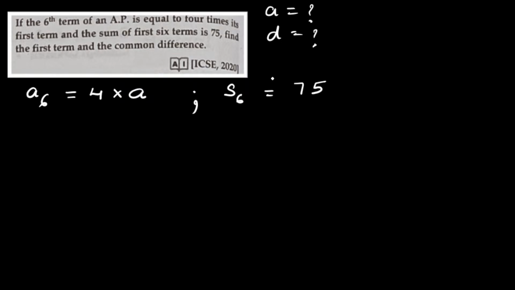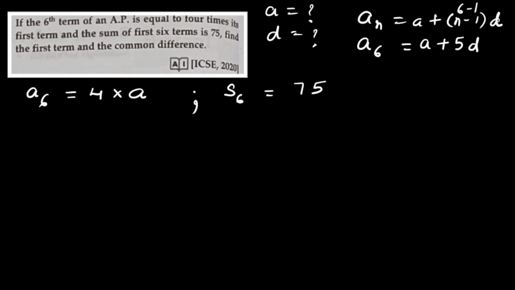So A6, if we use this formula, An is equal to a plus n minus 1 into d. What will be the formula of A6? A6 is a plus n minus 1, means 6 minus 1, which is 5d. So A6 I can write as a plus 5d. A plus 5d is equal to 4a. 4 into a is 4a.